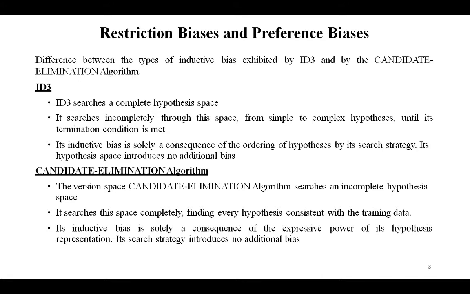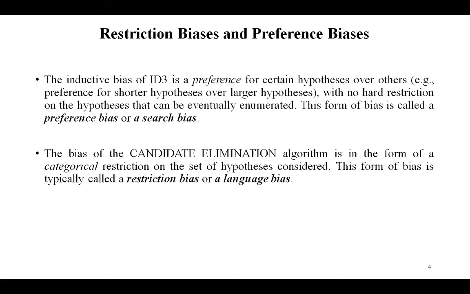In brief, the inductive bias of ID3 follows from its search strategy, whereas the inductive bias of the candidate elimination algorithm follows from the definition of its search space. That is the major difference between the inductive bias exhibited by ID3 and by the candidate elimination algorithm.